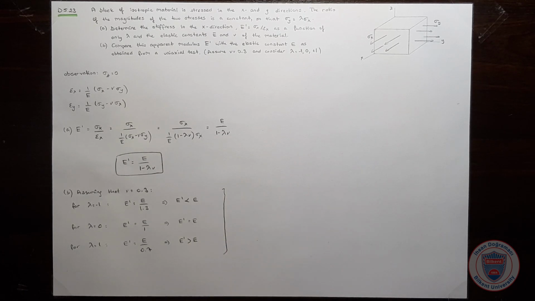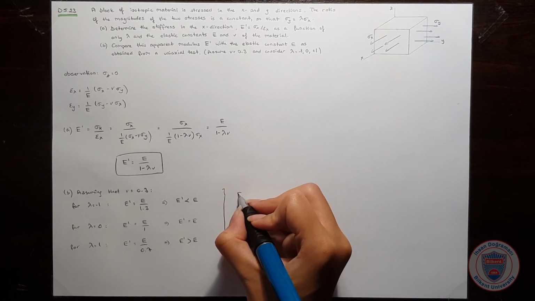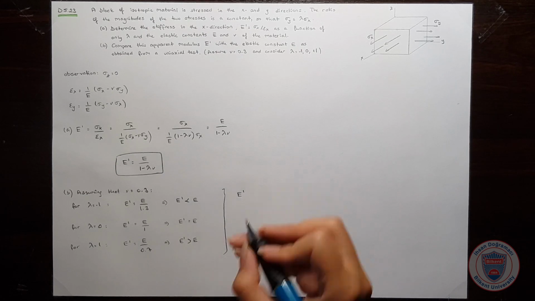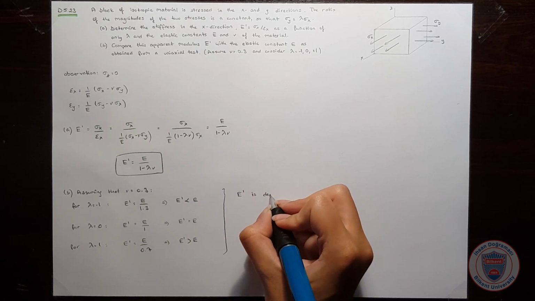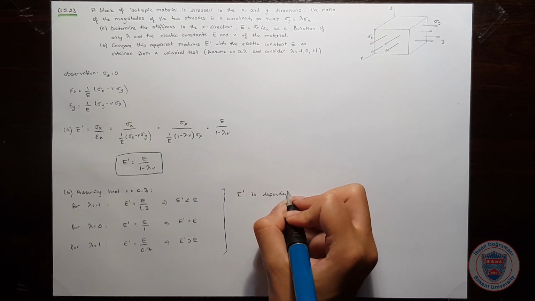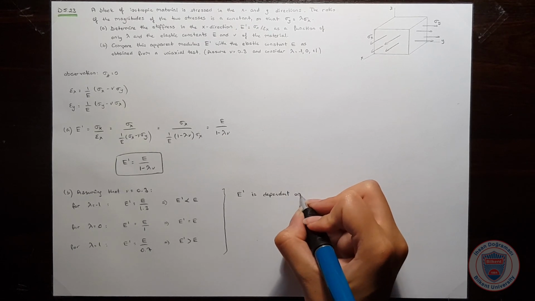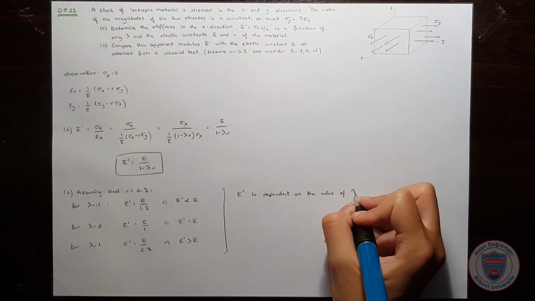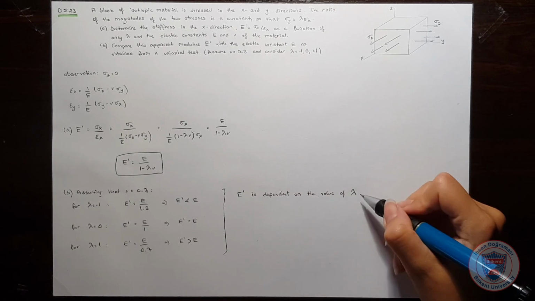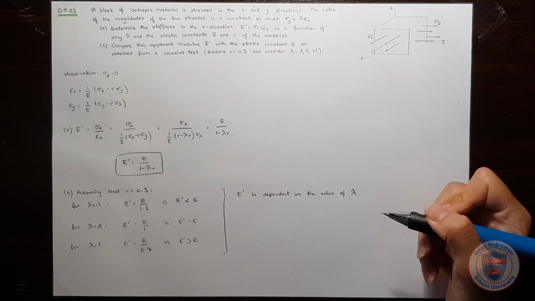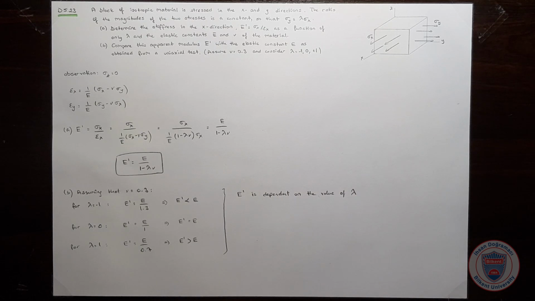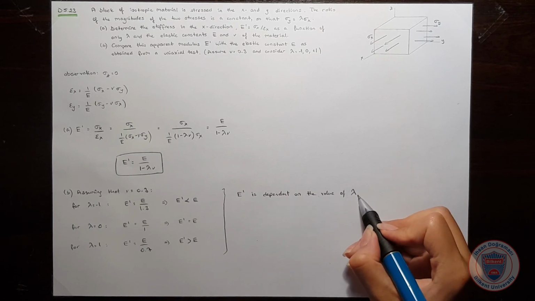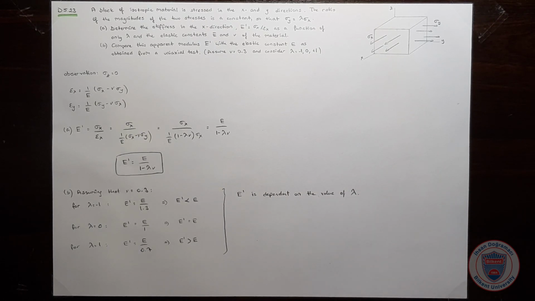As a conclusion, we can say that E prime is dependent on the value of lambda. When we change lambda, the value of E prime also changes. And we are done with the solution.